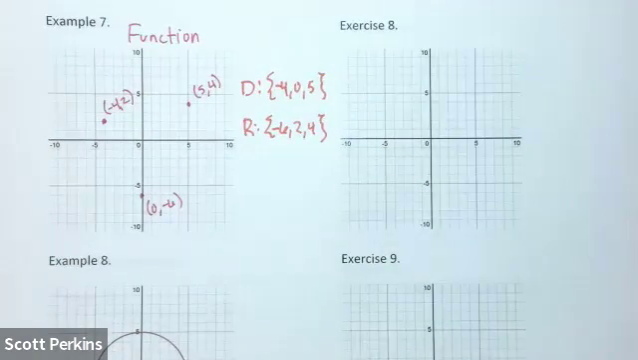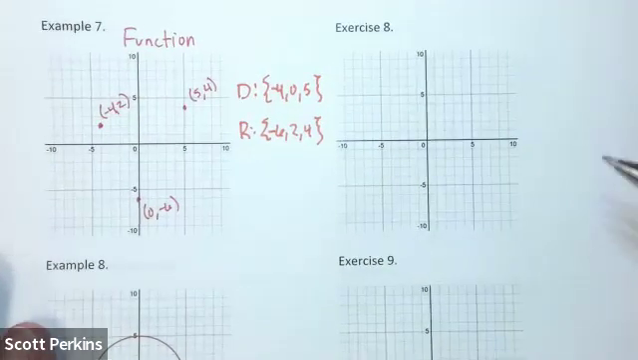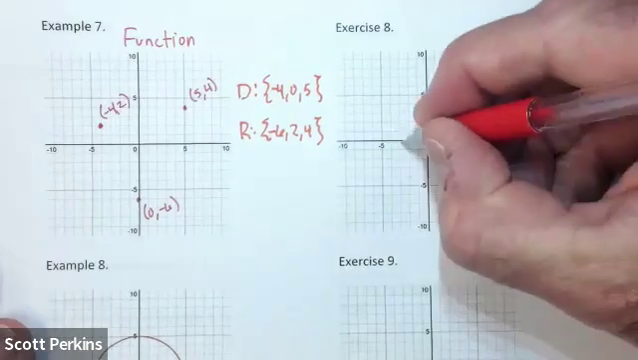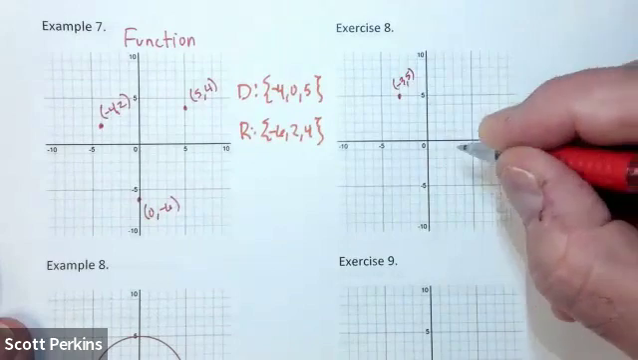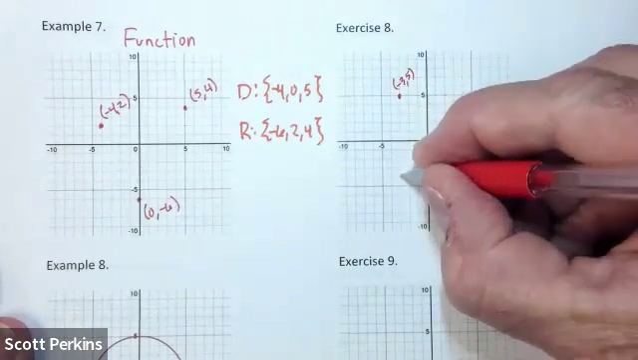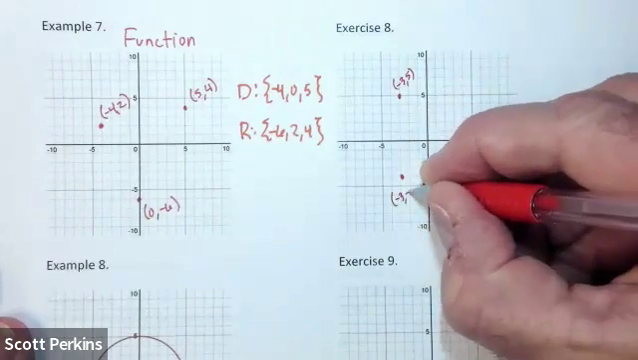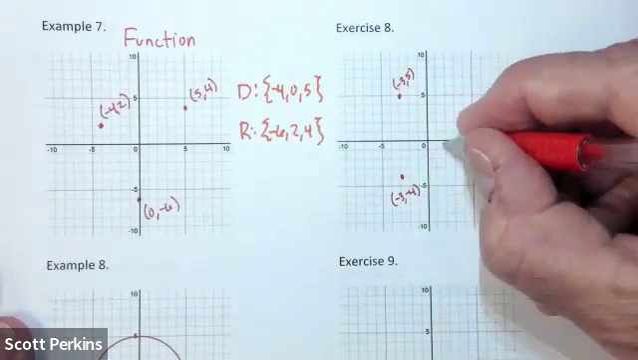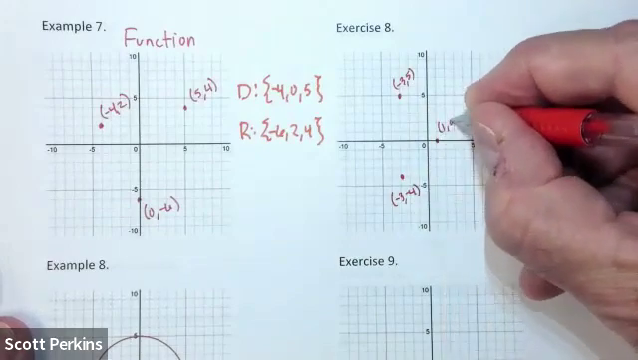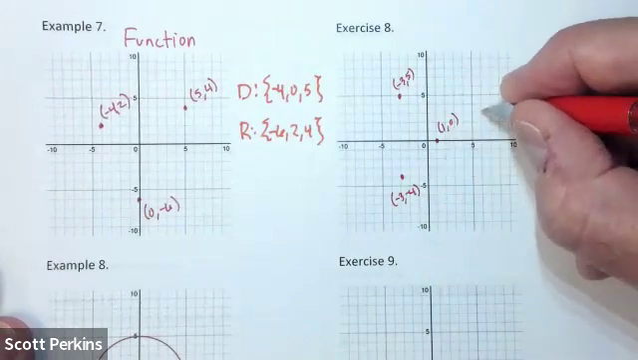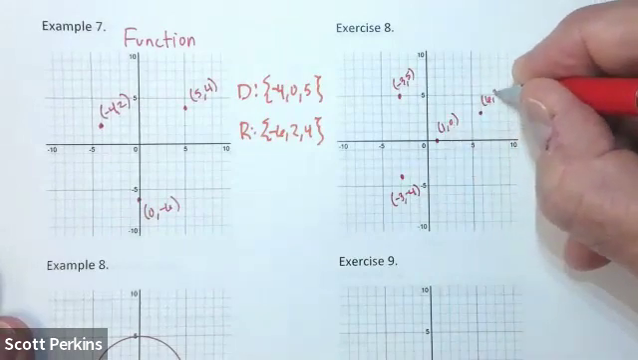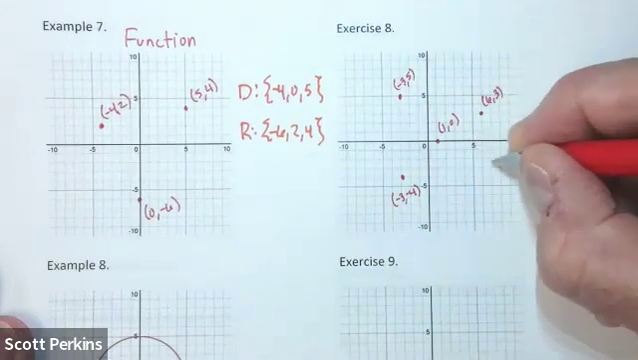So I'm going to give you a relation. So write down these points. The first one is -3 and 5. The second one is -3 and -4. The third one is 1 and 0. The fourth one is 6 and 3. And then the last one is 7 and -2.